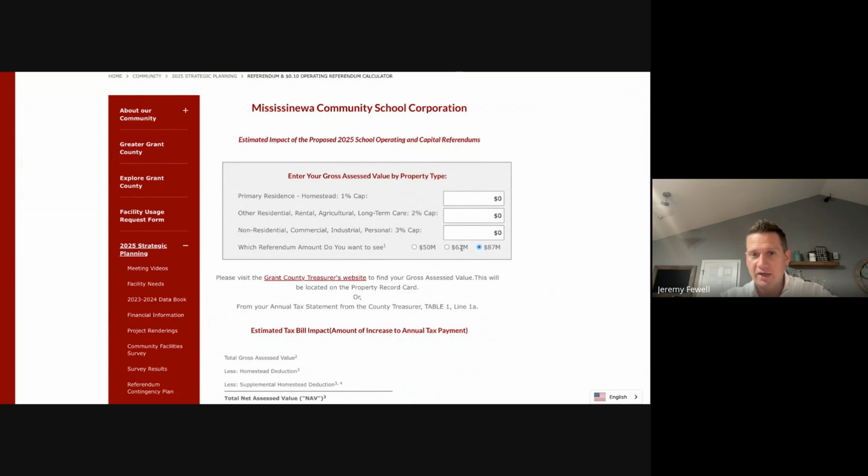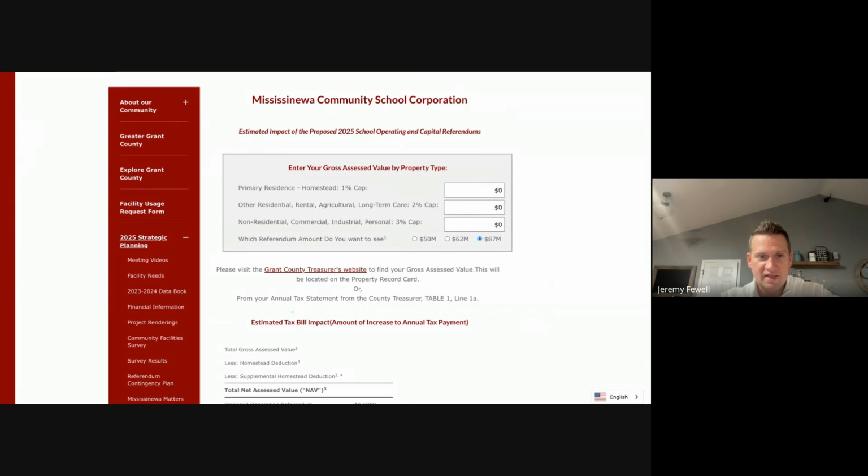That'll take you to the updated tax calculator. Again, please note that this is the estimated tax bill impact, and that is an increase to what you currently already pay on your property taxes. Also, I want to note the different levels. You have the 1% cap, that's for standard residential properties. So if you're trying to see what the impact is for a standard residential home, you want to make sure you plug your gross assessed value into this item right here, the 1% cap.